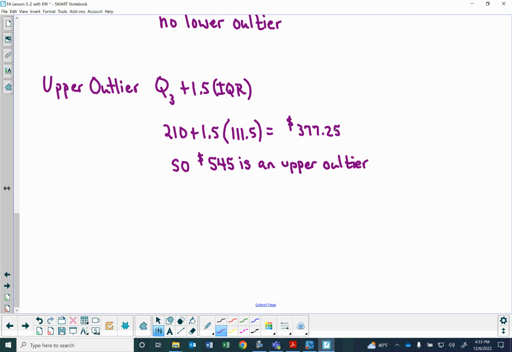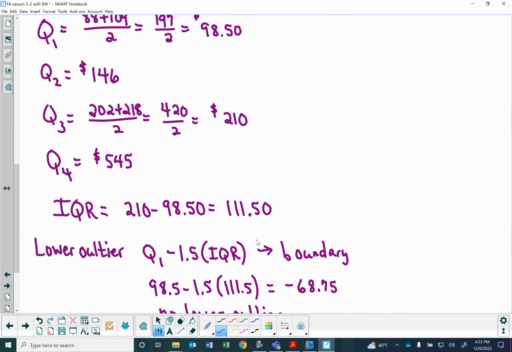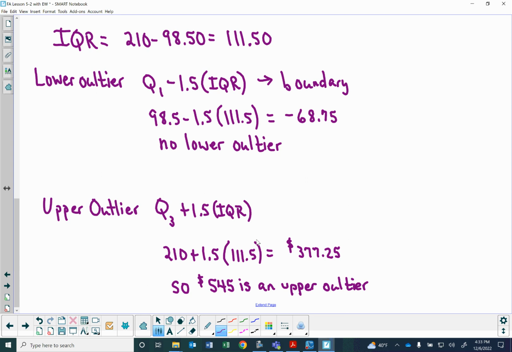Okay, so next question asks this. If the store that charged $545 per tire put the tires on sale for $399, would they still be considered to be an outlier? Well, if they were $399, they would still be above the $377.25. So yes, they would still be an upper outlier, because they're above that $377.25.